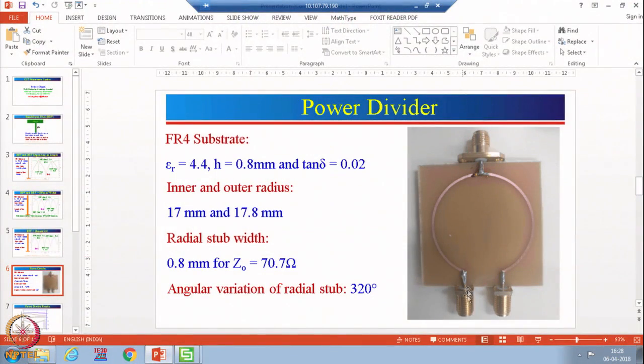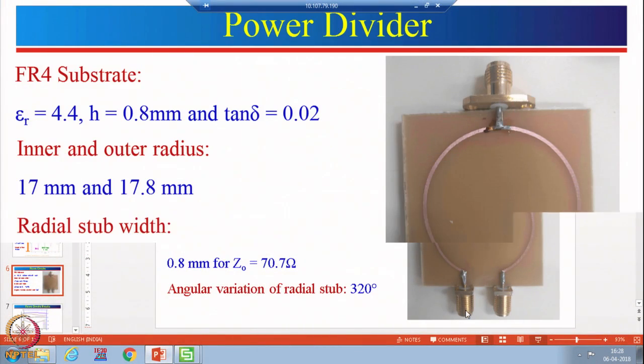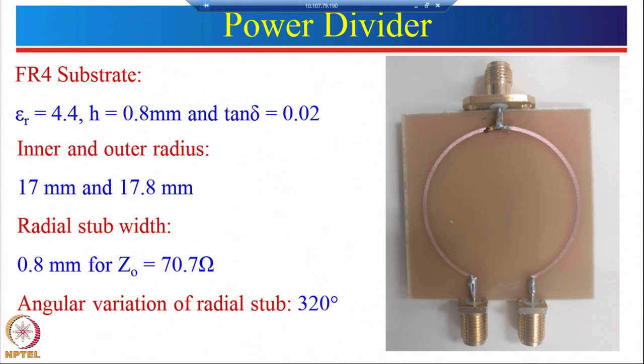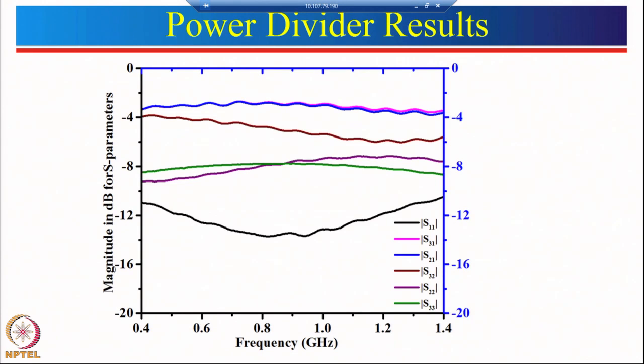Now I will just show you the measured results of the power divider and combiner. This is the geometry of the two-way power divider. I measured these results. Here you can see S21 and S31, so the power level is around minus 3 dB. However, if you see S23, this brown color line, the level is very high because the isolation between those two ports, port 2 and 3, is very low. That is why this level is very high. However, if you see S11, it is fairly matched in this particular frequency range.